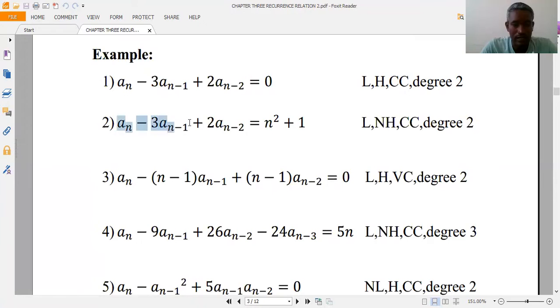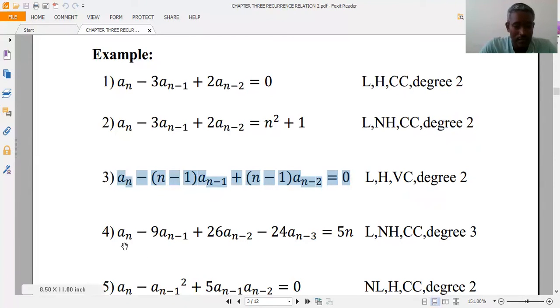The second example: you can see that there is no power greater than 1 and no product of two numeric functions, so it's linear. The coefficients are constant, and f(n) is not 0, so it is non-homogeneous. So it's linear, non-homogeneous, constant coefficient, and its degree is 2. In the third example, there is no power or product of the terms, and the coefficients are variable, and the function f(n) is 0, therefore it's linear, homogeneous, variable coefficient, and its degree is 2.